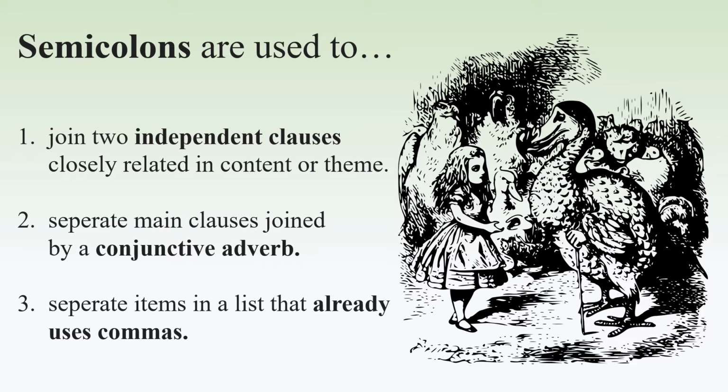Here are the 3 rules that you need to know when using semicolons. Number 1, semicolons are used to join 2 independent clauses that are closely related in content or theme. Number 2, semicolons are used to separate main clauses joined by a conjunctive adverb. And number 3, semicolons are used to separate items in a list that already uses commas. I'm going to explain these more in depth in the following slides.